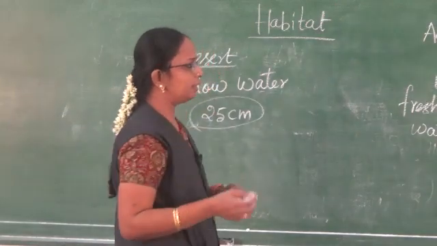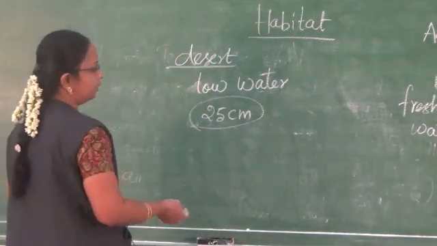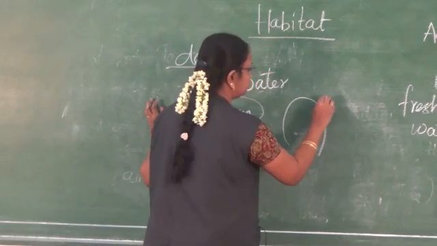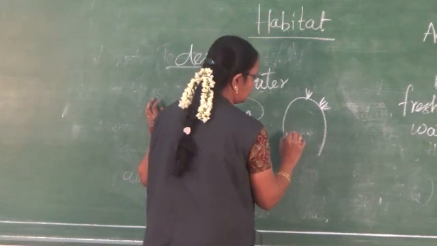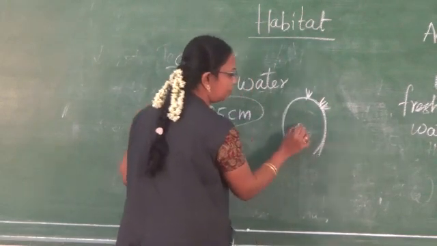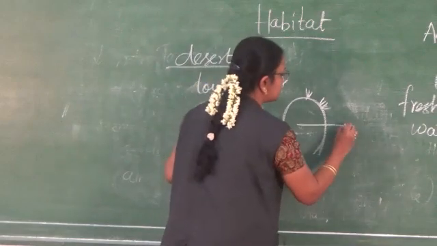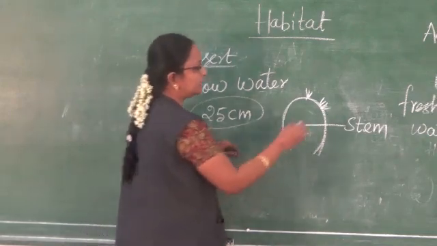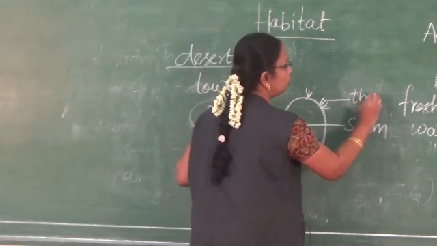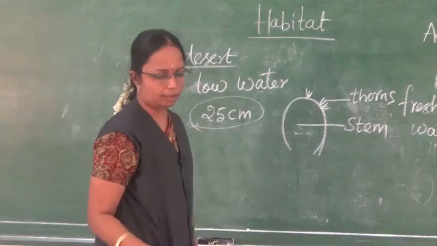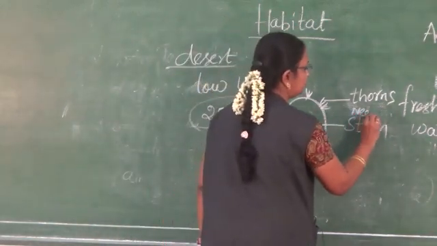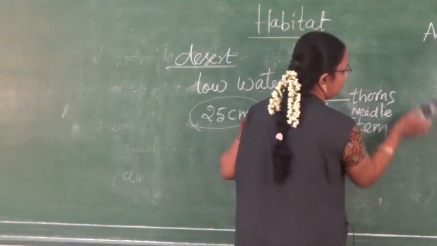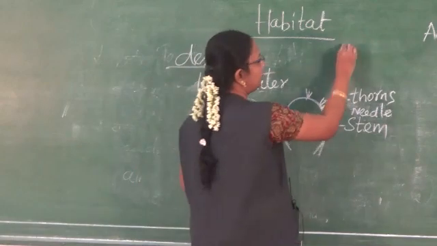What are the modifications found in the desert? Here you may have seen the cactus plant. The fleshy green flattened portion that you are seeing is the stem. It is not the leaf, it is the stem, and the leaves are modified into thorns. What do we mean by thorns? Thorns are needles.